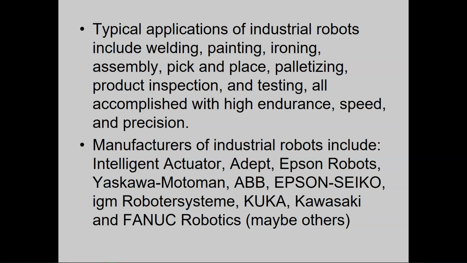So manufacturers of industrial robots include, the most common ones I've seen are Yaskawa Motoman, ABB, KUKA, and FANUC. Kawasaki's fairly out there. Some of these other ones I'm not as familiar with, but there are lists of robot manufacturers.